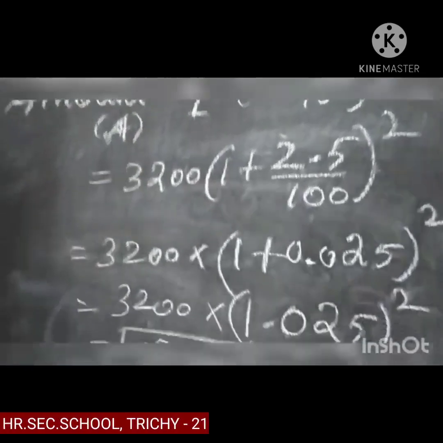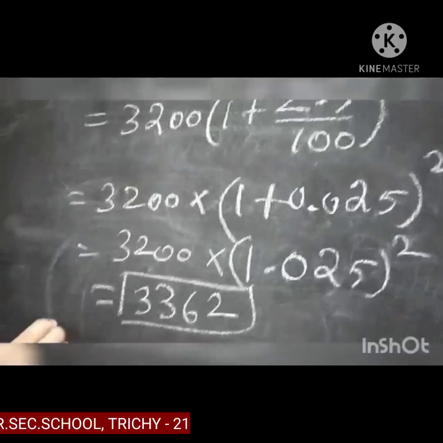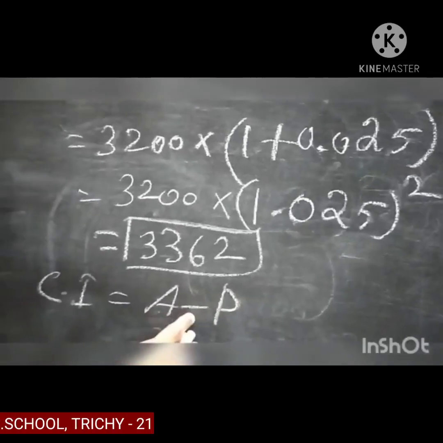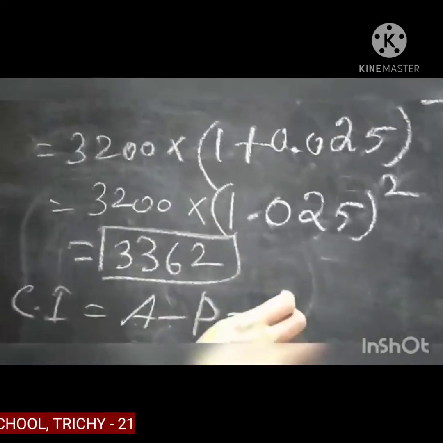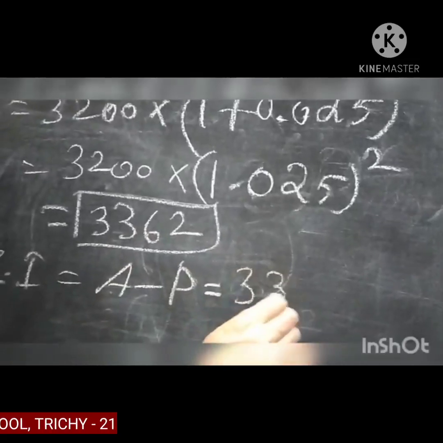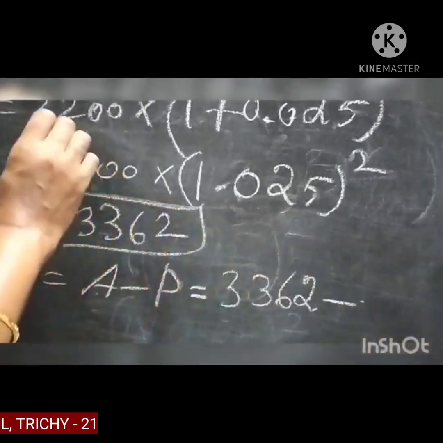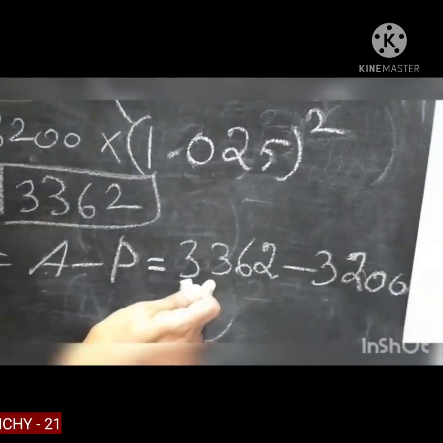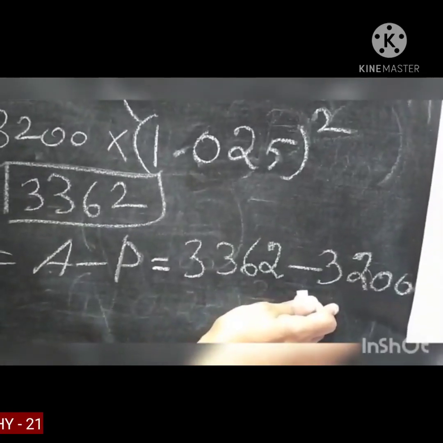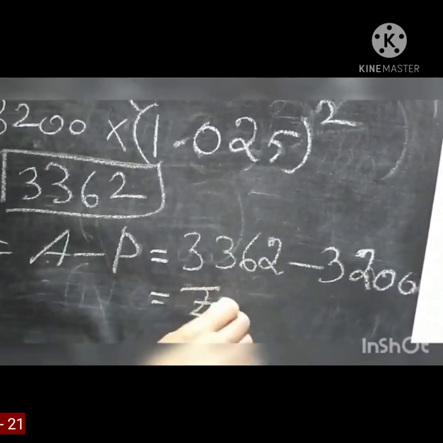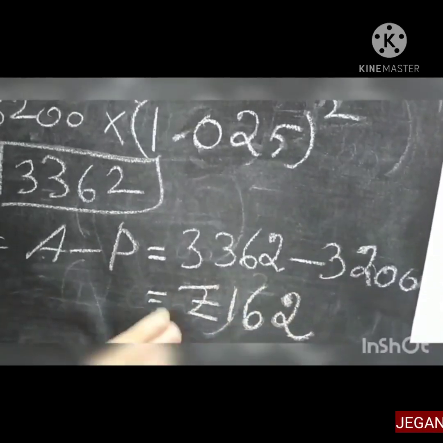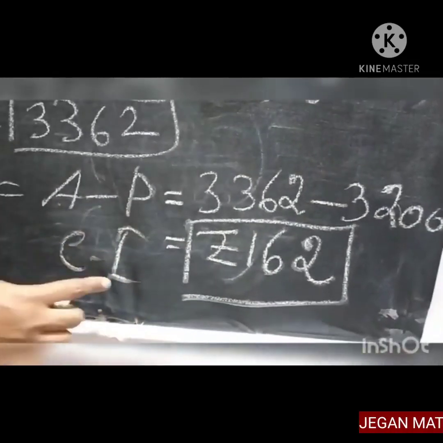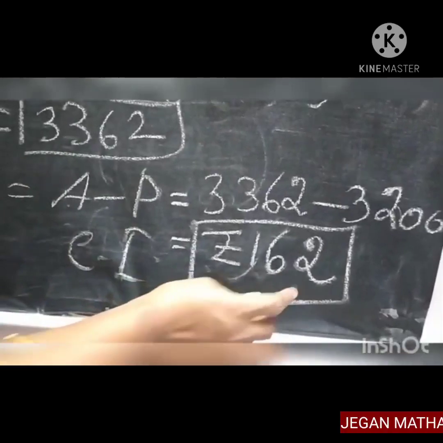So you will find the CI. CI means amount minus principal. The formula for CI is A minus P, that is amount minus principal. The amount you already know: 3362 minus the principal amount given here, 3200. You subtract the principal value from the amount value, and you will get 162. This is the CI amount, compound interest equal to rupees 162.